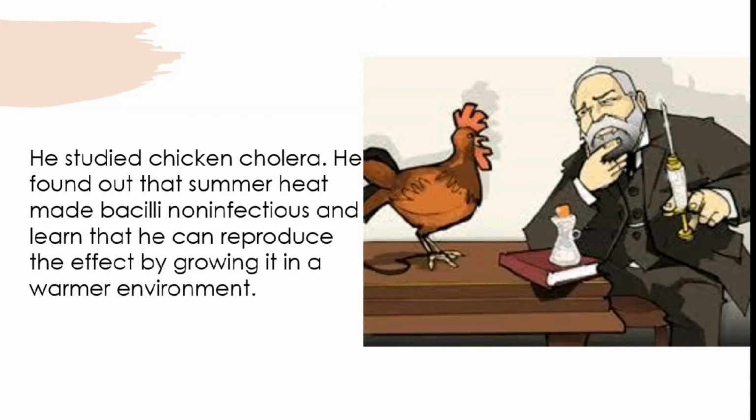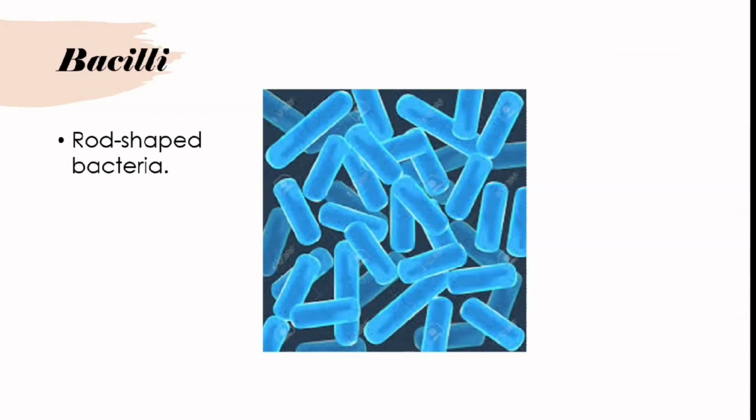He deduced that the summer heat had made the bacilli non-infectious and learned that he could reproduce the effect by growing it in a warmer environment. He went on to create vaccines for rabies and for anthrax in sheep. Bacilli is a rod-shaped bacteria.